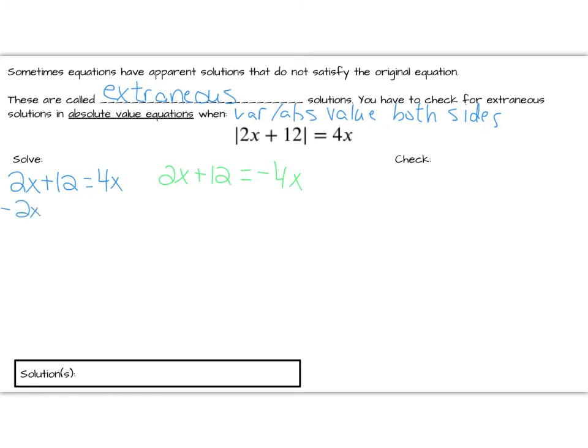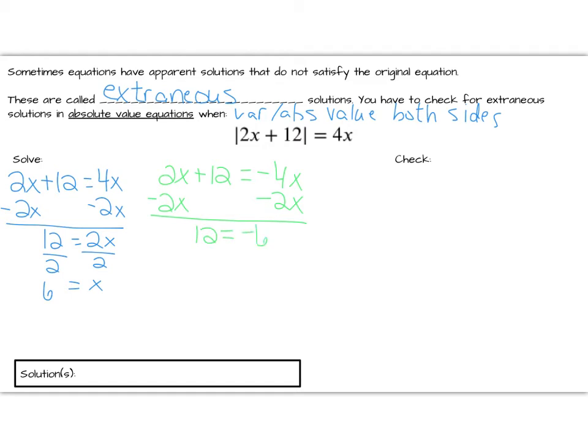I'm going to subtract 2x from both sides. I get 12 equals 2x. I'm going to divide both sides by 2, and x is 6. So that's a possible solution. On the next one, since that negative 4x is over there all by itself, I'm going to move the 2x again. I'm going to subtract 2x from both sides. I just have to watch my signs. So I get 12 equals negative 6x. I'm going to divide both sides by negative 6, and x is negative 2.